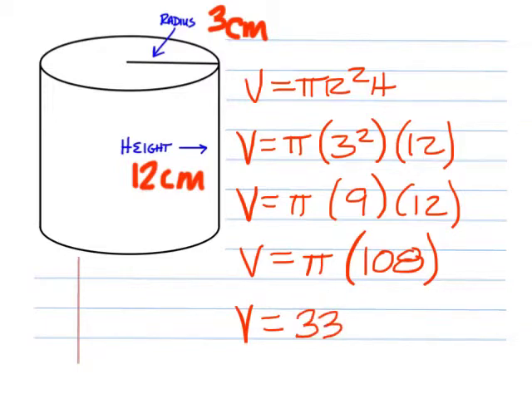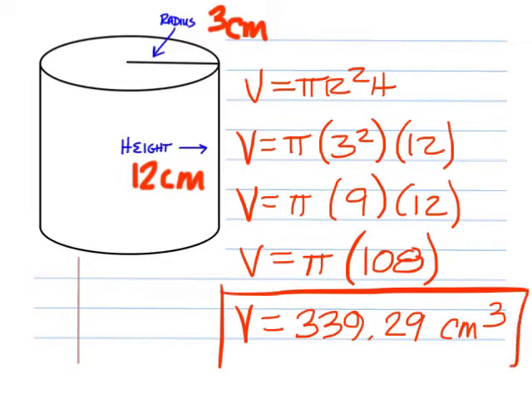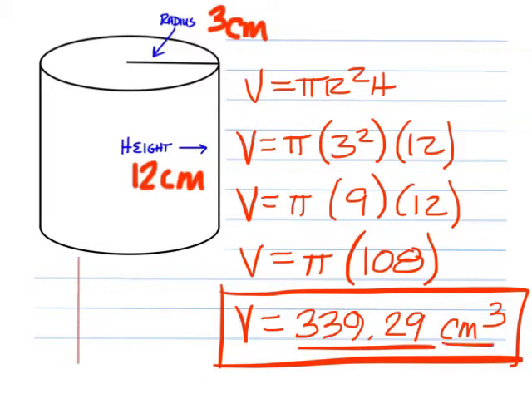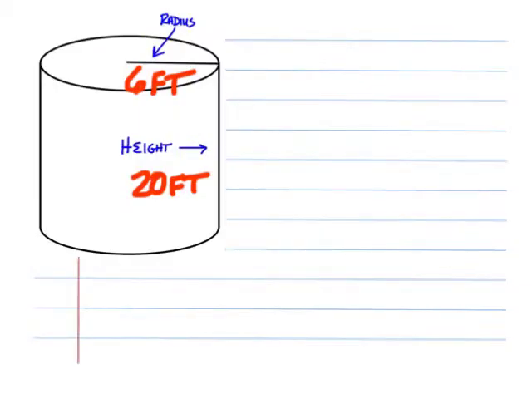What place are we rounding to? The hundredths place. So it's 339.29 centimeters cubed. If you do not have this exact number and these exact units, it will not count. Practice number 2.